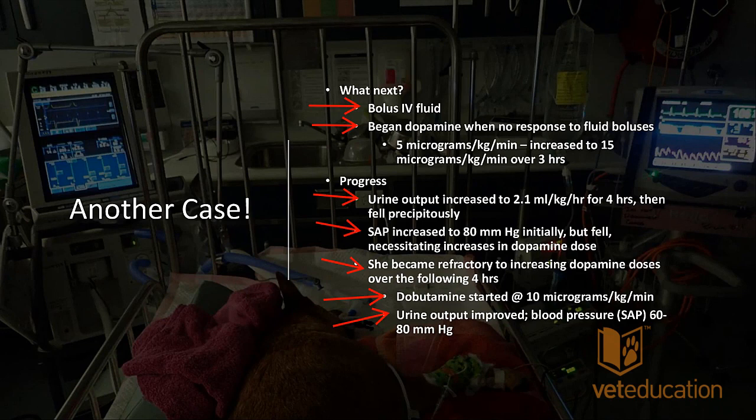So in some ways, it may not matter too much which one of those you start in these sorts of patients. I was more concerned about that really low blood pressure. So I wanted to increase the blood pressure first, which is why we used the vasopressor. But when things were not looking all that great, we thought, well, let's put this dog on dobutamine.